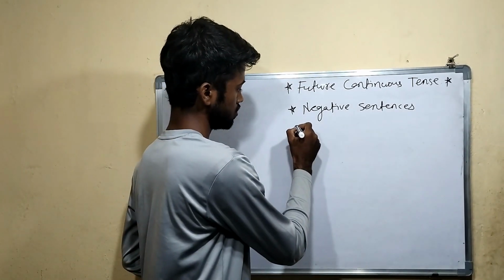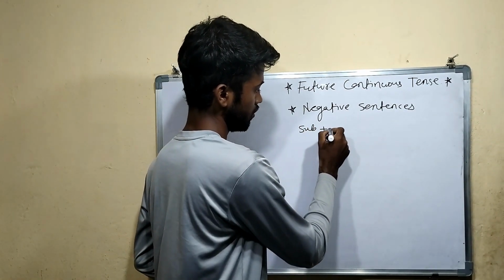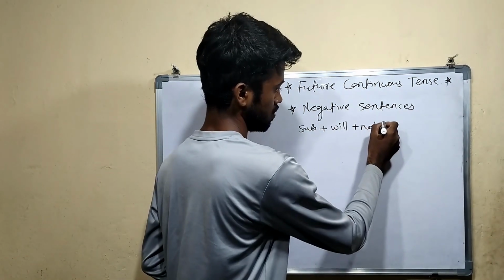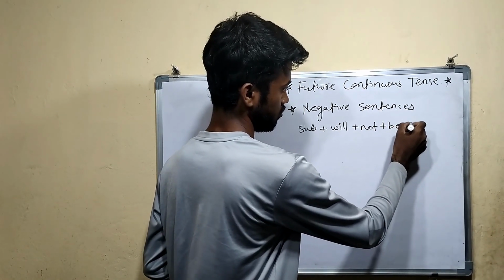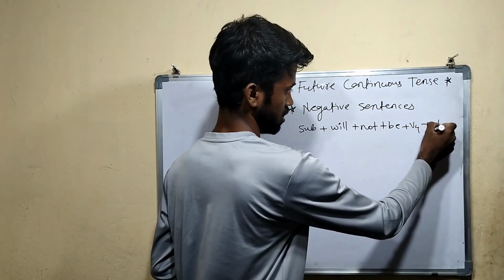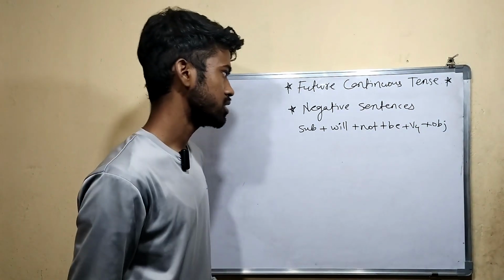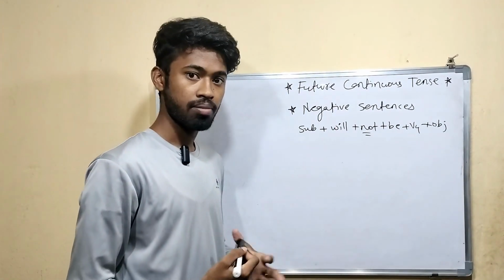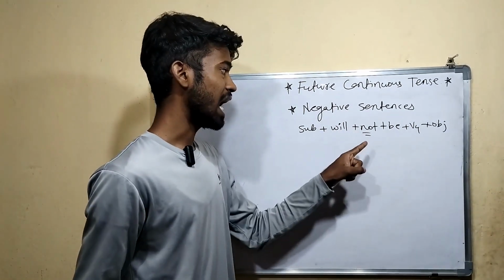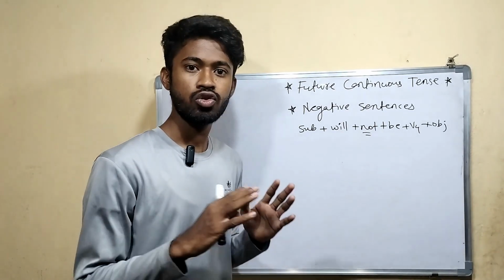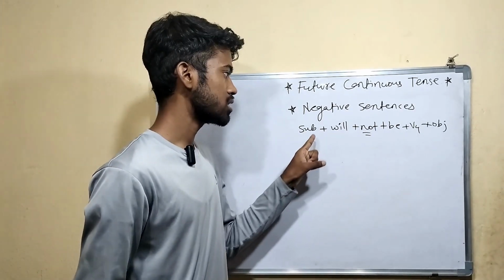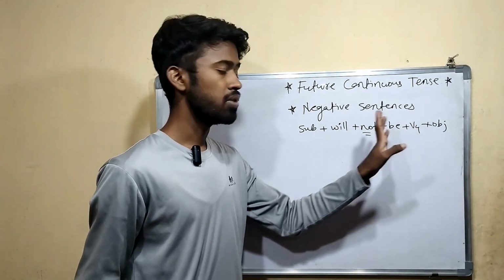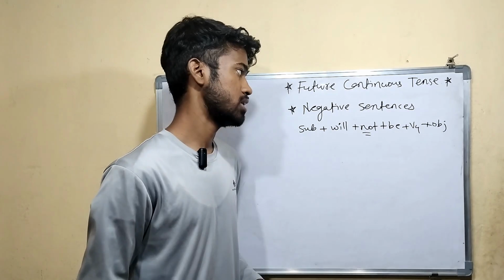Okay, first subject, after that will, after that not, plus be plus fourth form of verb plus obj, meaning object. Okay, now see, not we are adding in between will and be. This thing you have to remember. What few students will do, they will add this not after be, but it is the wrong structure. What is the correct structure? Subject plus will plus not, after that be plus fourth form of verb and in the last the object.